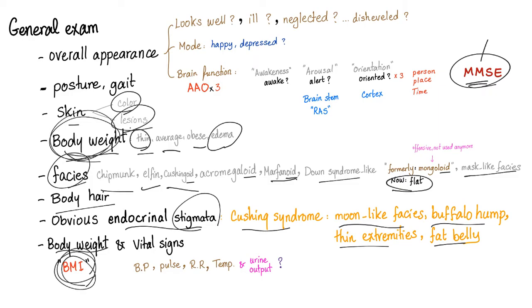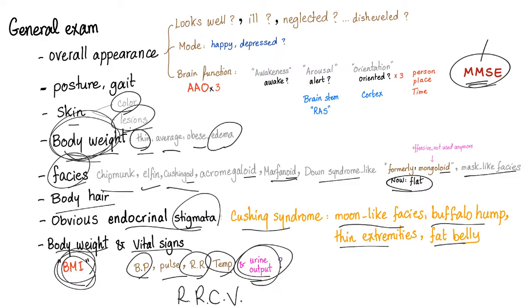Now let's do the BMI and the vital signs. Blood pressure, pulse, respiratory rate, temperature, and for surgical patients or ICU patients, urine output is the fifth vital sign. This is very important. Pulse: don't say heart rate, because pulse includes rate, rhythm, character, volume, and other things like force and tension. Also equality: is it equal on the right arm and the left arm?